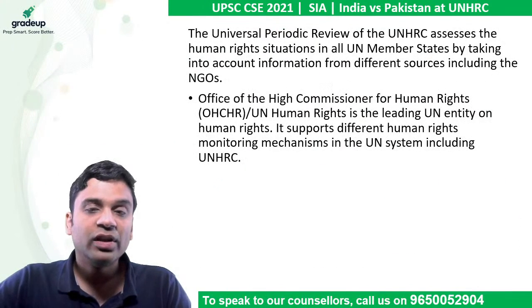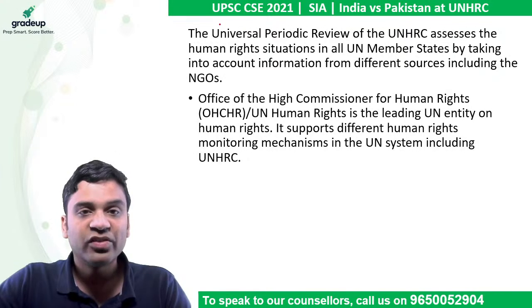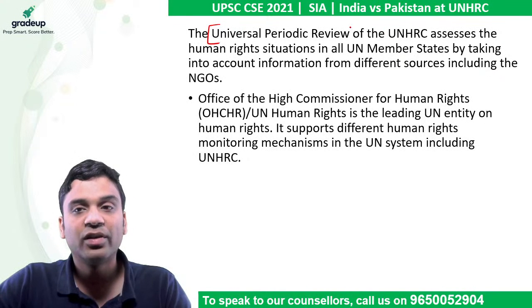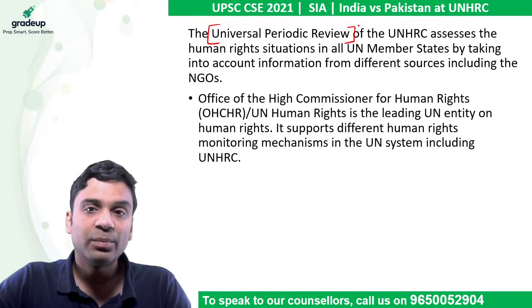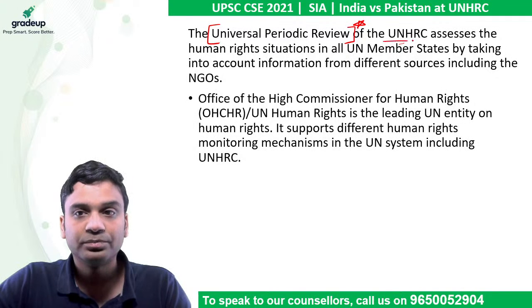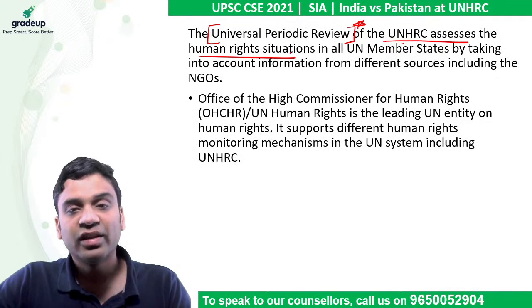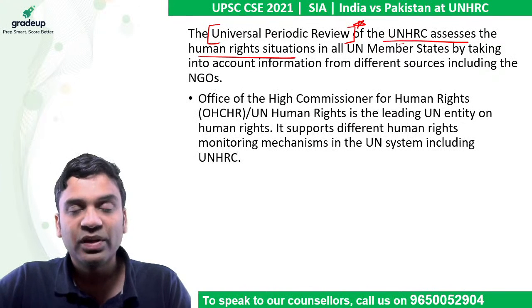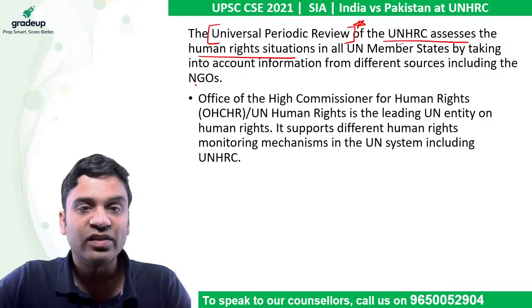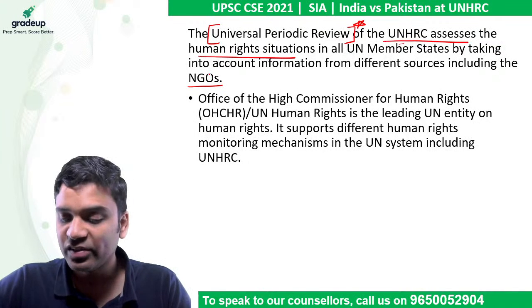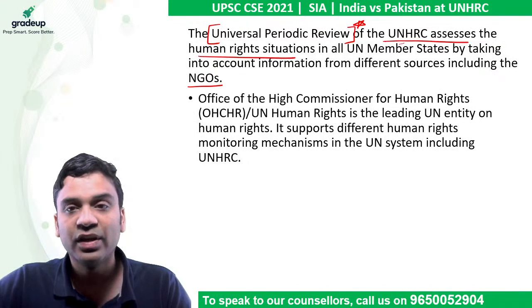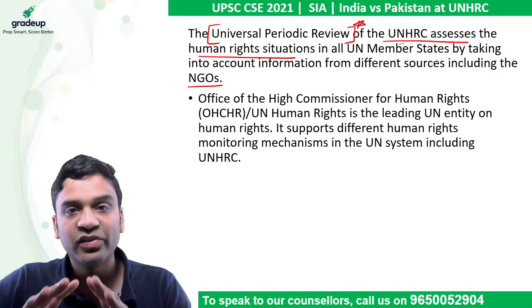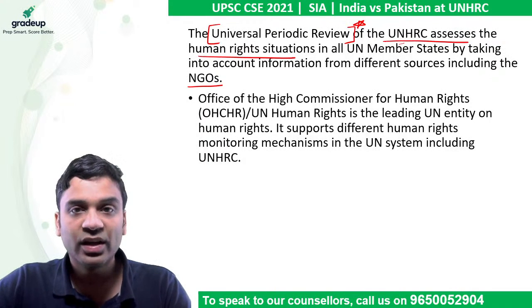And there's also the Universal Periodic Review. This can be asked in the prelims examination. Universal Periodic Review is given by whom? It is given by UNHRC. So it assesses the human rights situations in all the UN member countries by taking information from different sources, including NGOs, from various countries, from the World Bank, IMF, from various international bodies. It publishes the Universal Periodic Review. That is the flagship report of your UNHRC.